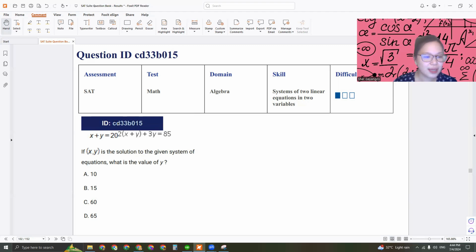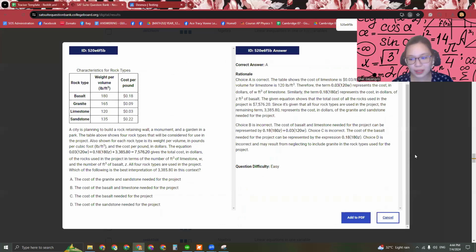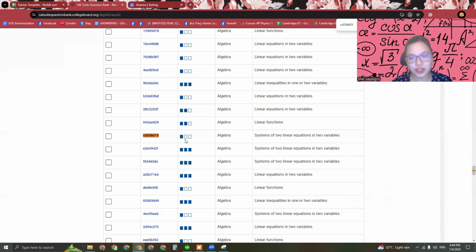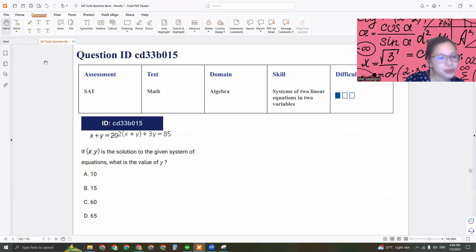Okay, this seems like something was wrong when it got generated. Let me just double check. You can also just find a question ID if you're stuck, and then you have an explanation here. So you actually don't need me.